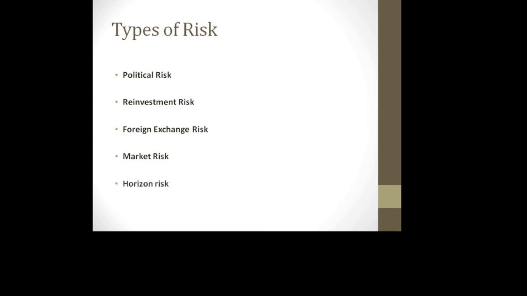Next is horizon risk. Horizon risk is the risk that your investment horizon may be shortened because of an unforeseen event, for example, the loss of your job. This may force you to sell the investments that you were expecting to hold for the long term. If you lose a job, then a financial crisis will occur and you must sell at a time when the markets are down. In that case, you may lose money. So this is horizon risk.